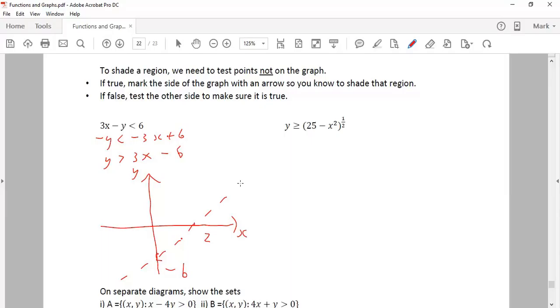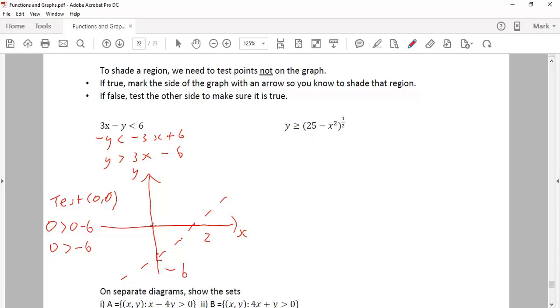But now, to solve this inequality, we have to know whether to shade the top side or the bottom. So you've got to test a point that's not on this line. An easy one to test here is 0, 0. So we sub it into the inequality. So y is 0, is greater than 3 times x, which is just 0, minus 6. So 0 is greater than negative 6.